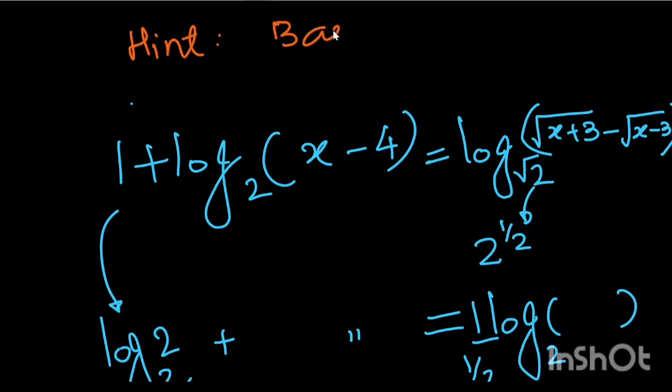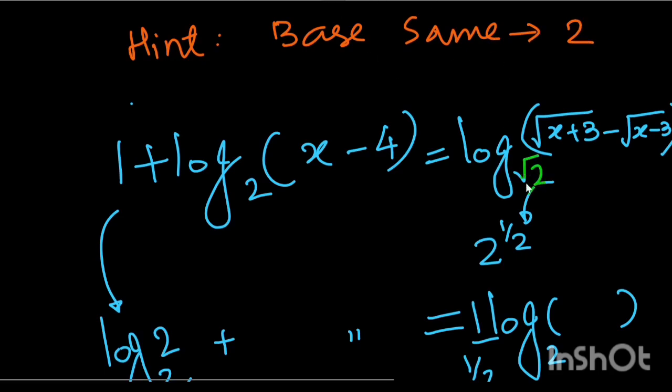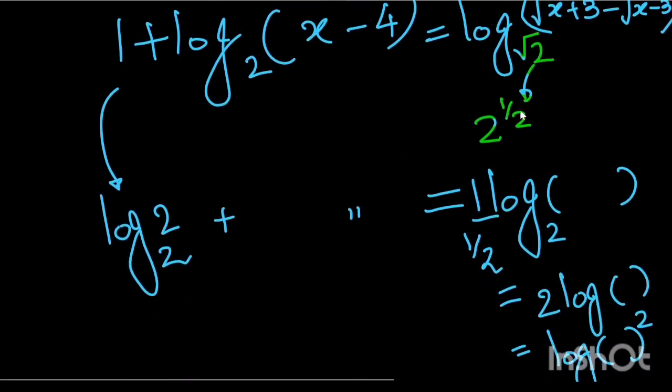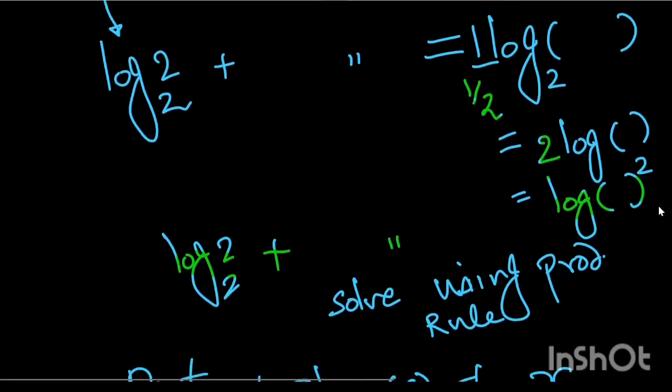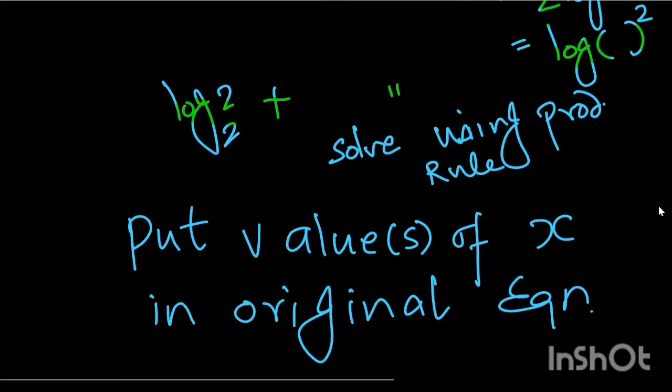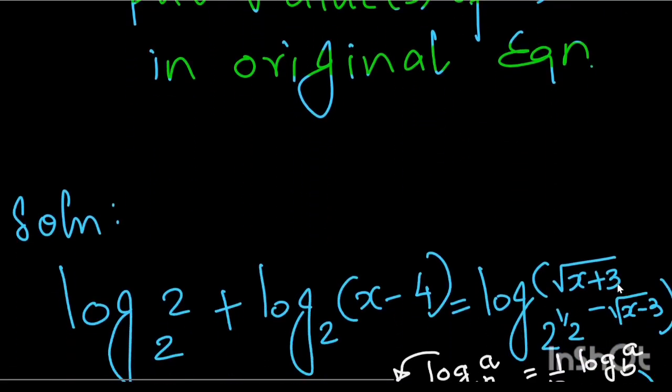We will make the base same to be 2. Root 2 we can also make, not an issue. So here the base was root 2. I will write it as 2 to the power half, and this half will go down using the law, and then this 2 will go up. So the entire question would be in base 2, and we can solve using the product rule. Whatever values we obtain, we have to check in the original equation. This is the approach. So the solution goes like this.